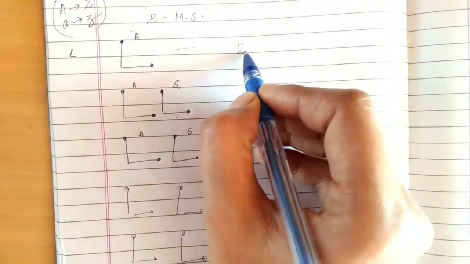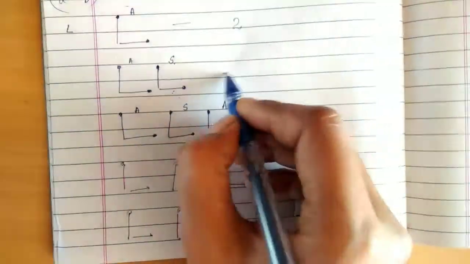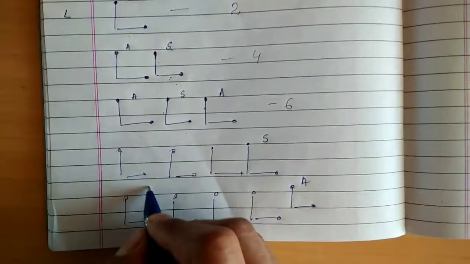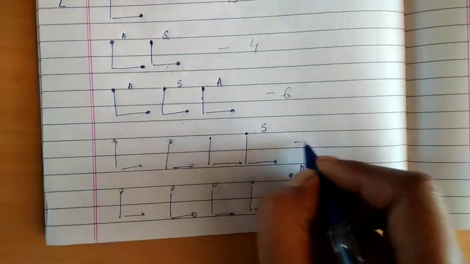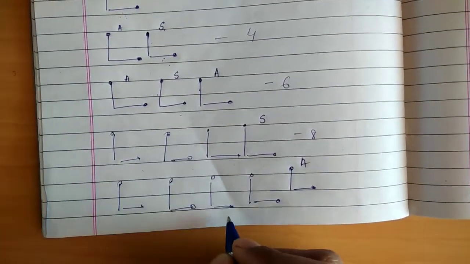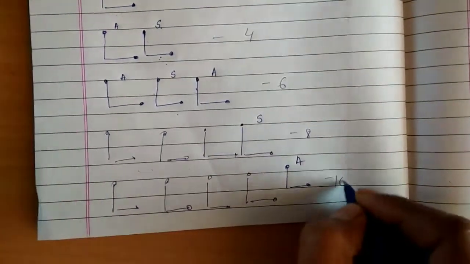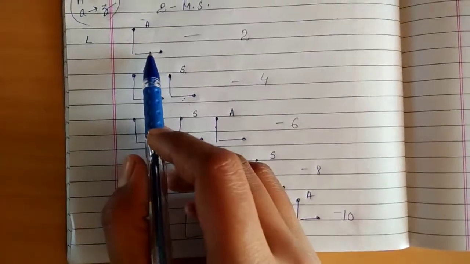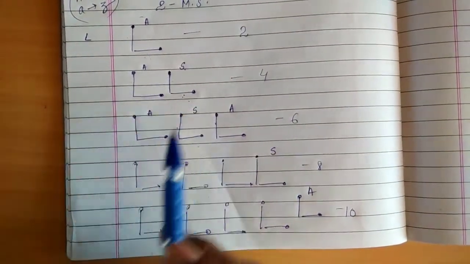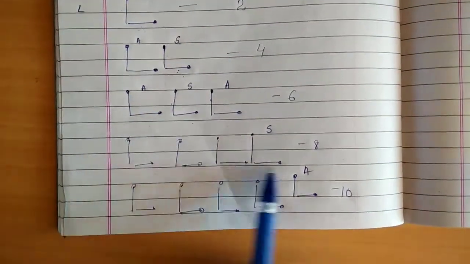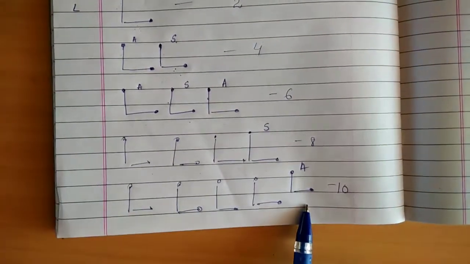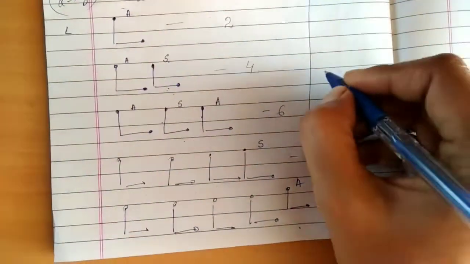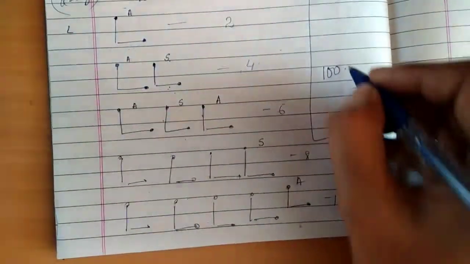Here 2, 1, 2, 3, 4. 1, 2, 3, 4, 5, 6. 1, 2, 3, 4, 5, 6, 7, 8. 1, 2, 3, 4, 5, 6, 7, 8, 9, 10. They are easy to count because here is 1 step, here is 2 steps, here is 3 steps, here is 4 steps, and here is 5 steps. They are easy to count. But what will we do when we have 100 steps?